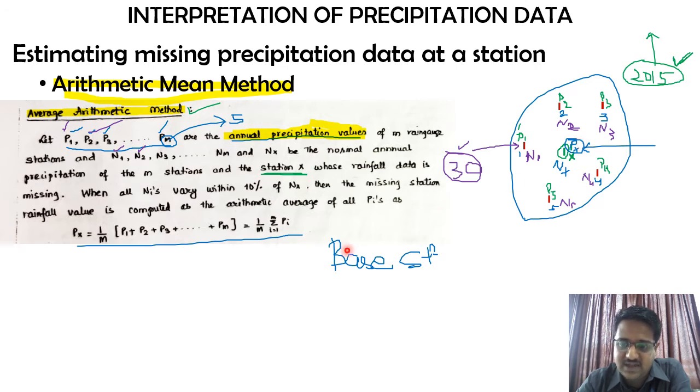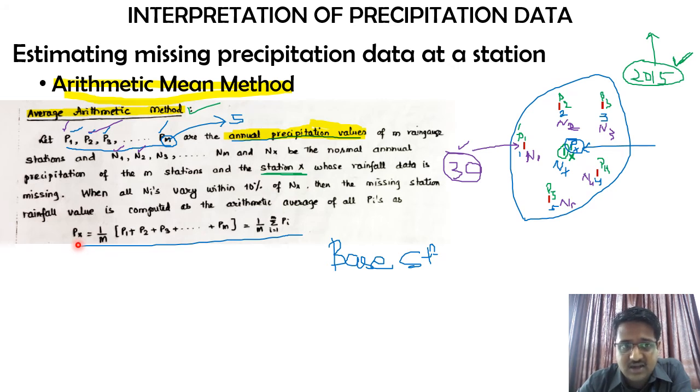Keeping that in mind, Px is 1 by m, that is 1 by 5 over here, into the bracket P1 plus P2 plus P3 and so on. P1, P2, P3 are nothing but the annual rainfall values written in the green color. So that itself is going to be the formula for the arithmetic average method.